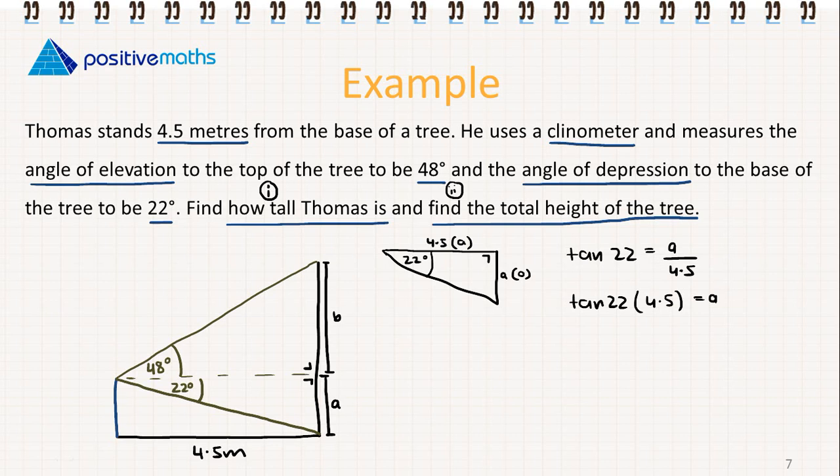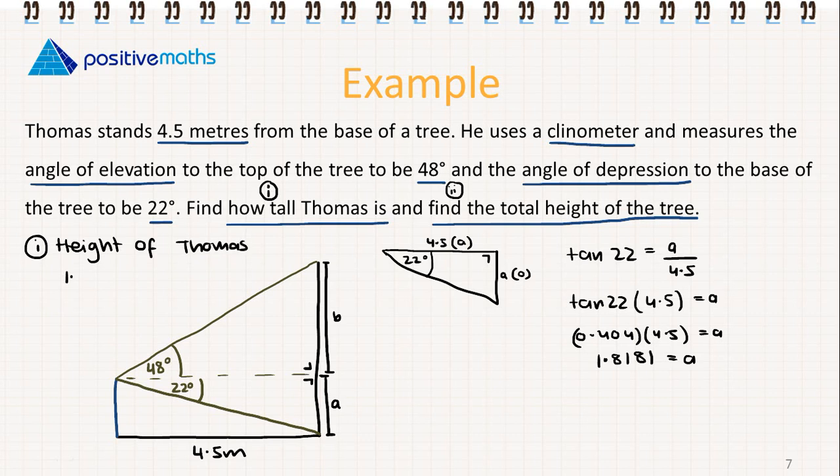So again, we'll go to our calculator, put in tan 22, we get 0.404 multiplied by 4.5 will give us A. So 0.404 multiplied by 4.5 is going to give us 1.8181 for A. And we're not going to round it until the end. Okay, so Thomas's height, just for our answer, we're going to put 1.8 meters.